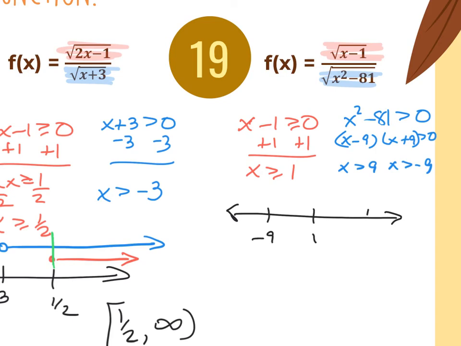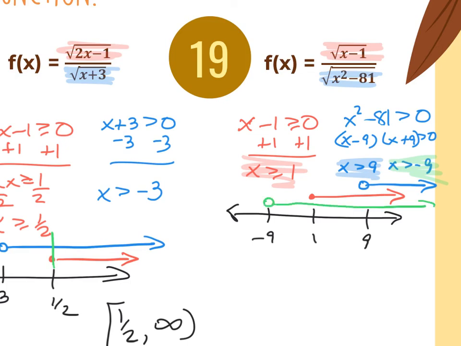-9, 1, and 9. So let me graph each one. So I'll do the red one. Closed circle on +1, going to the right towards infinity. Then I'll do this one in blue. Open circle here, going here. And then now lastly, I'll do this one in green. Open circle over here, going here.